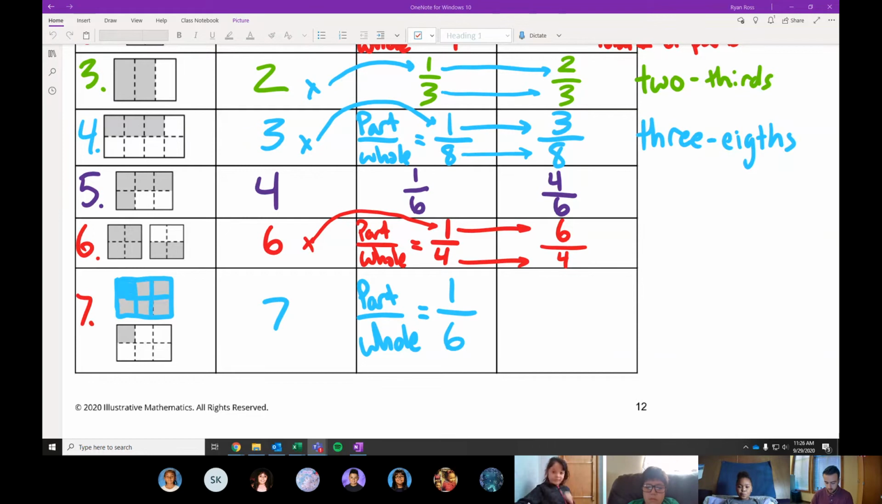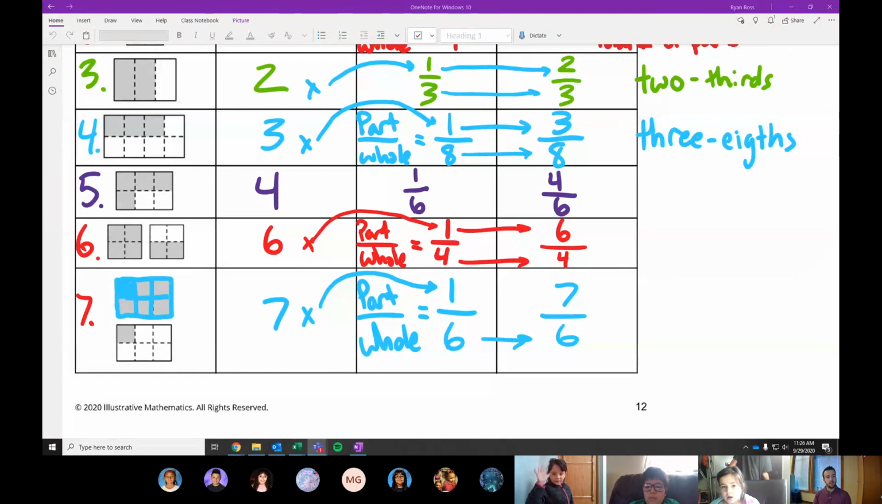So now if we use our little strategy that we had up top where we multiply the 7 by the 1, what's our top number here? 7. Yeah, and then what do we do with the bottom number? 6. Yeah, very good. 7/6 would be our answer for how much of the 2 rectangles are shaded in.